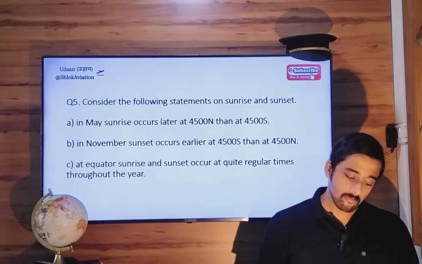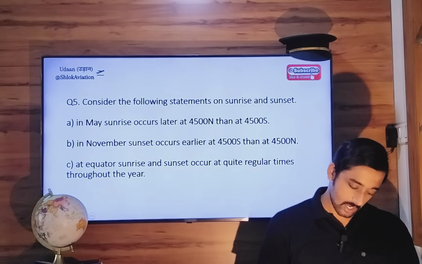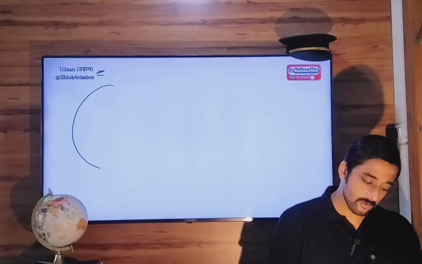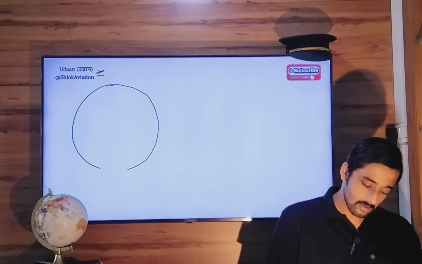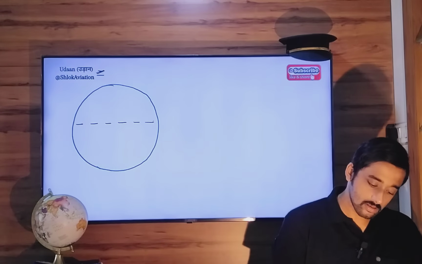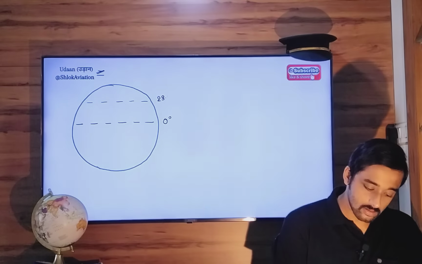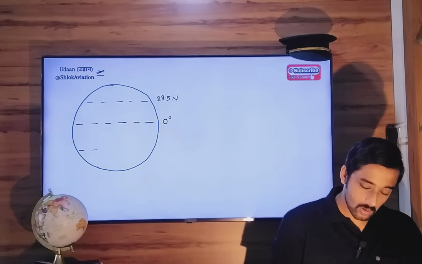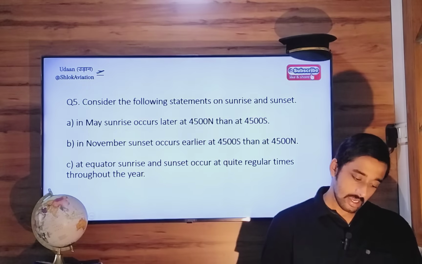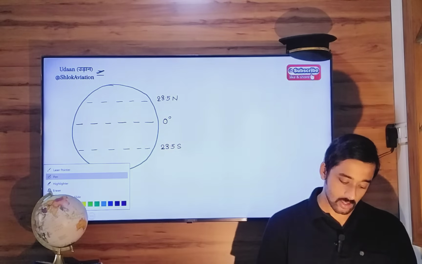So option A, in May sunrise occurs later at 45 degrees north than at 45 degrees south. Now let's say this is the representation of your earth. This is your equator here. This is the Tropic of Cancer. This is the Tropic of Capricorn. Now, what happens in the month of May? Where is the location of the sun in the month of May?